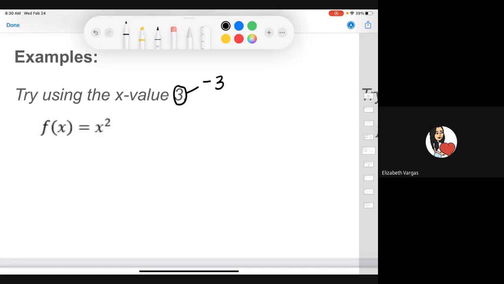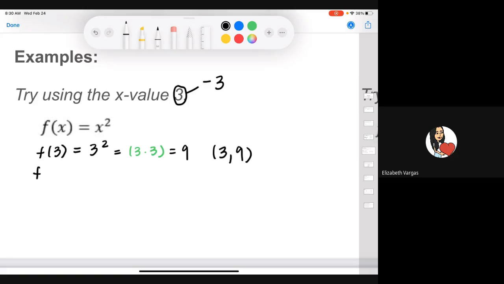Well, the way we're going to do that is we're going to plug in first our regular x. So it becomes f(3) equals 3 squared. 3 squared basically just means 3 times 3. And so we get 9. So that means that our x value was 3, and as a result, we got our y value 9, okay? But how do we check if this is even? Well, to check if this is even, we need to put in the negative x value.